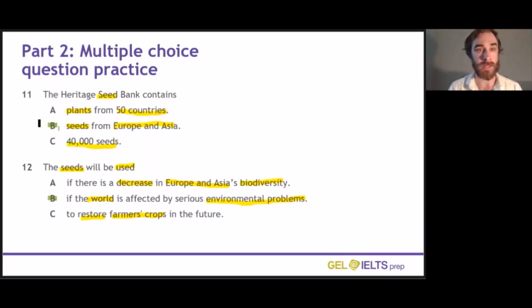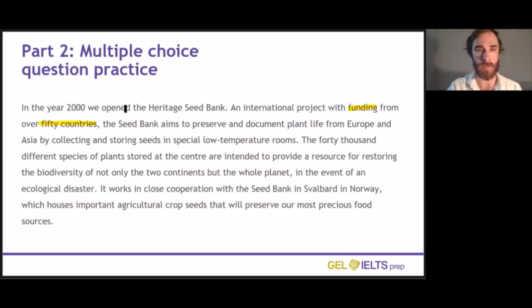In 11B, seeds from Europe and Asia. The seed bank aims to preserve and document plant life from Europe and Asia. Can we see anything about seeds? By collecting and storing seeds in special low temperature rooms. So here, the keywords from that option are satisfied. It is the correct answer.